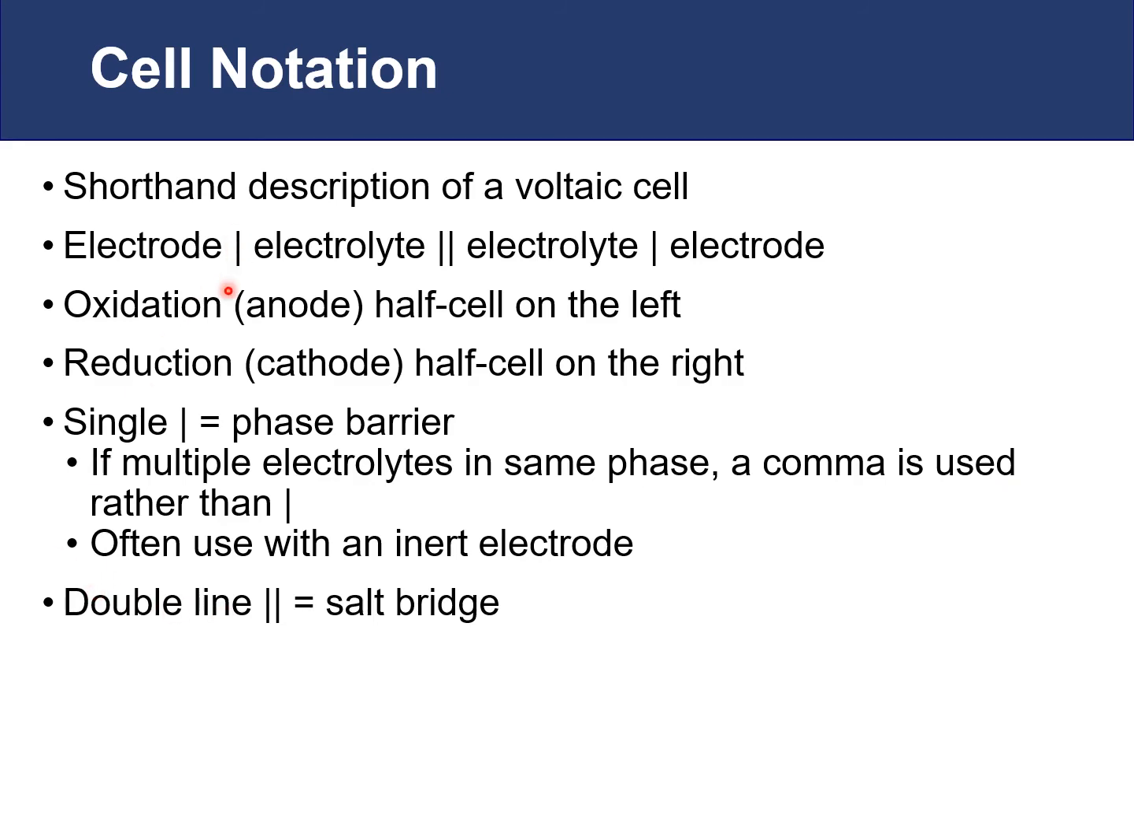The vertical bar is often used with inert electrodes. So a lot of times you'll have something like carbon in the form of graphite, vertical bar, your reducing agent, followed by the product of your oxidation half reaction.